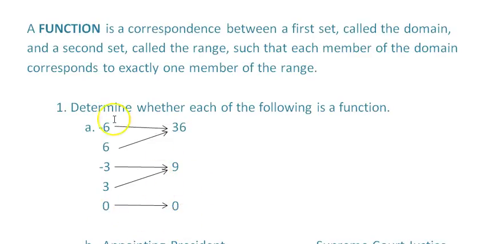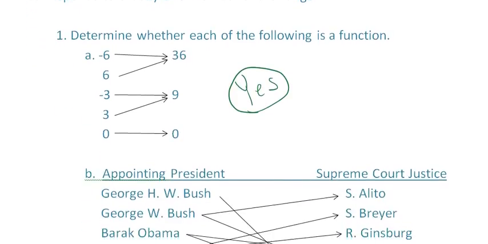So what you're trying to check is, does each thing in the domain only point to one thing? Well, the -6 only points to one thing, the 6 only points to the one thing. It doesn't matter that that's the same thing, it's just one arrow coming off of that number on the left. So none of these over here have two arrows coming off of them. Everything can be pointing to the same number and it would be fine. So this is a mapping and this is a function. So we're going to say, yes, this is a function. That helps us out. Let's go on down to our next example.